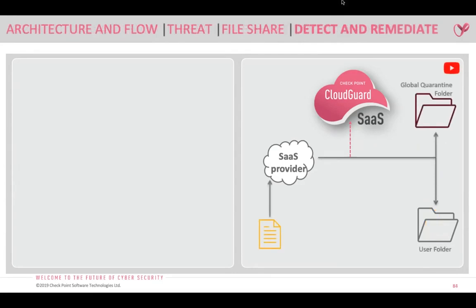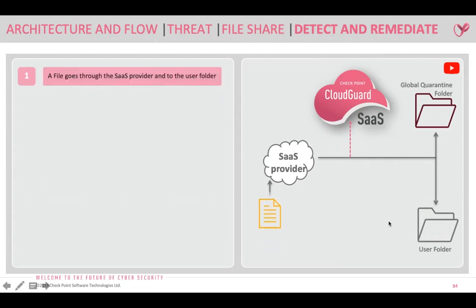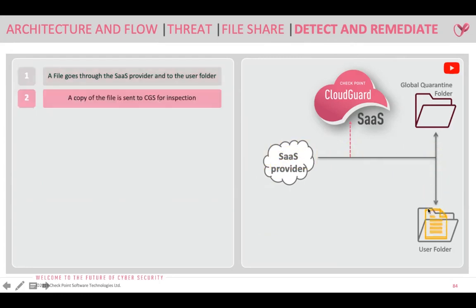Now, the third one is an example of threat protection in file share when the solution is being deployed in detect and remediate mode, right? So in this case, we can see that this is the SaaS provider here, you could say the file share provider, and this is the CloudGuard SaaS, right? And then there is a user folder over here, this is the user end. So first the file is being sent. The file would reach the SaaS provider, and the SaaS provider would forward it to the user folder directly. Then a copy would be generated and sent across to the CloudGuard SaaS for further inspection.